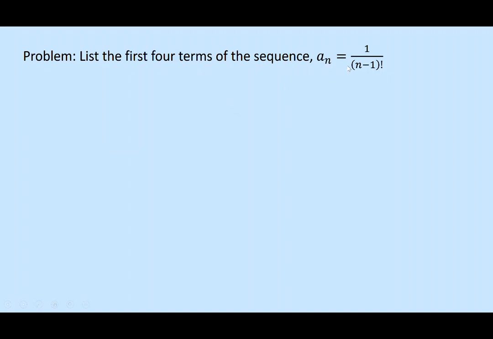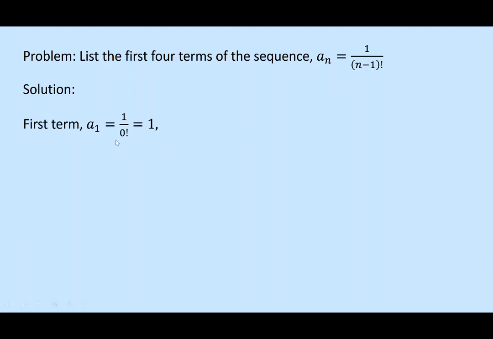Given a sub n to be this, can we figure out a sub 1? What is the value of n? 1. Yep. How do you find a sub 1? Plug n equals 1 into the expression on the right hand side. So we have a sub 1 is 1 over 1 minus 1 factorial. 1 minus 1 is 0. 0 factorial. What? 0 factorial.